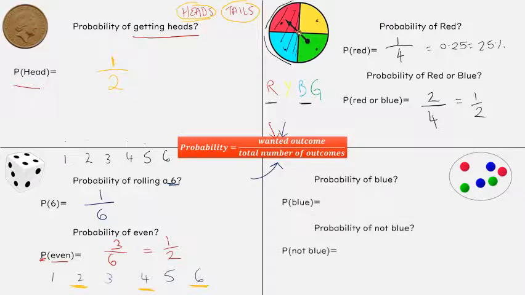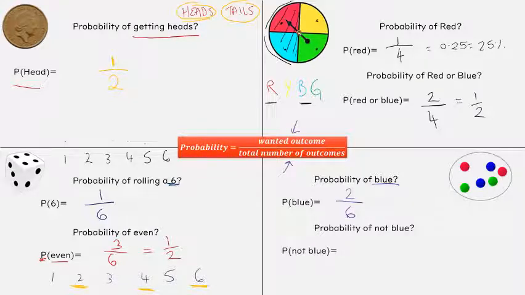Last example is taking marbles out of a bag. So we've got 2 blue, 2 green and 2 red. What's the probability of picking a blue? Let's go to our equation again. The numerator is going to be the wanted outcome. We want to pick blue, and there's only 2 chances I could do that. There's only 2 marbles that are blue. Divided by the total number of outcomes, there's 1, 2, 3, 4, 5, 6 marbles to choose from. So our probability is 2 out of 6.